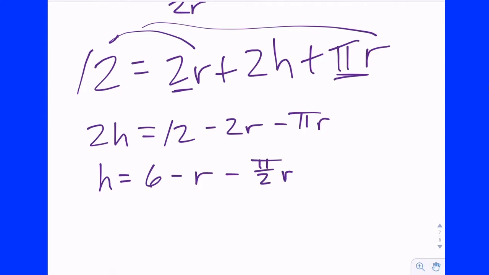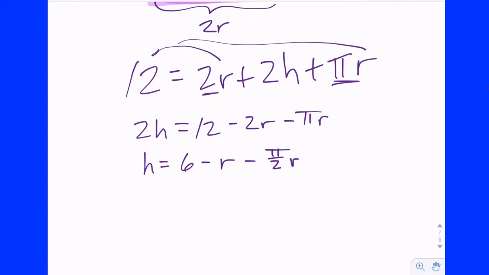Would it be negative 12? No, I did kind of a double flip here. I basically left the 2h on the right, left the 12 on the left. I got 12 minus 2r minus pi r equals 2h, and then I flip both sides. Yeah, that was a double move. I do those sometimes just so that you are forced to wince and say, huh, and then, ah.